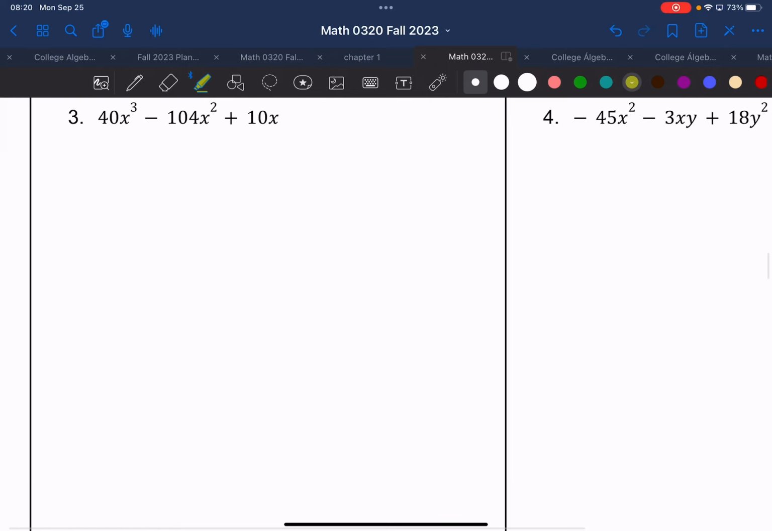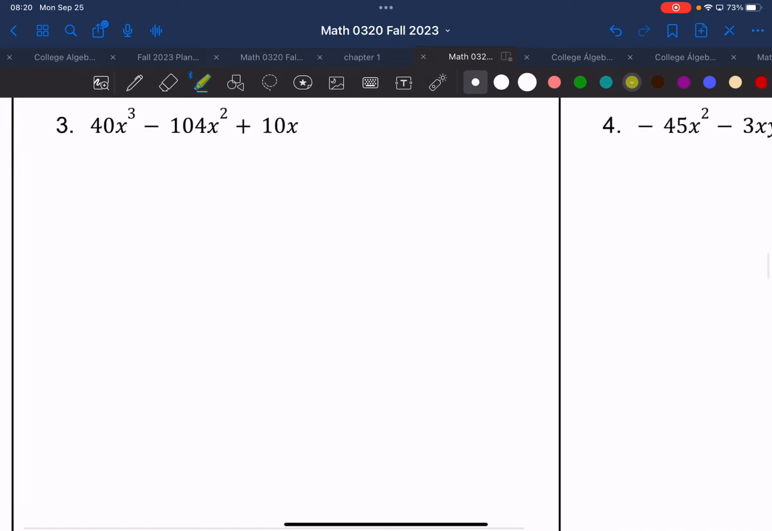Okay, and for this one, we're just doing 3 and 4. We're not doing that 5 and 6. So on these last two problems here, on 3 and 4, on number 3, is there a GCF that we can take out?